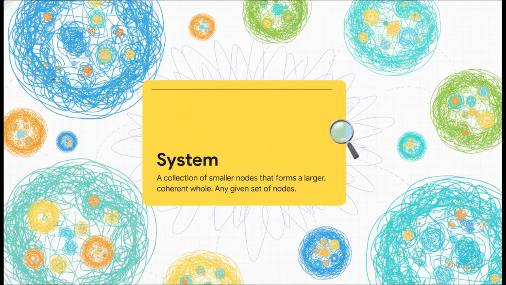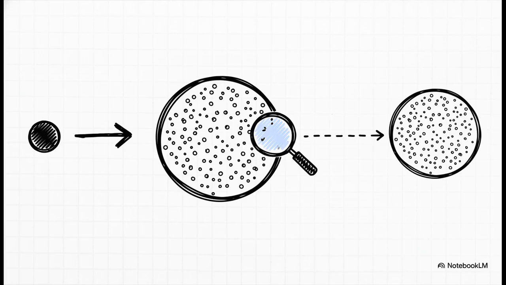A system is nothing more than a collection of those nodes. So you have a molecule, that's a system of atoms. A company is a system of people. Pretty straightforward, right? But here's where it gets really, really cool. This is the core insight. These two things, node and system, aren't really separate. They're just two sides of the same coin.